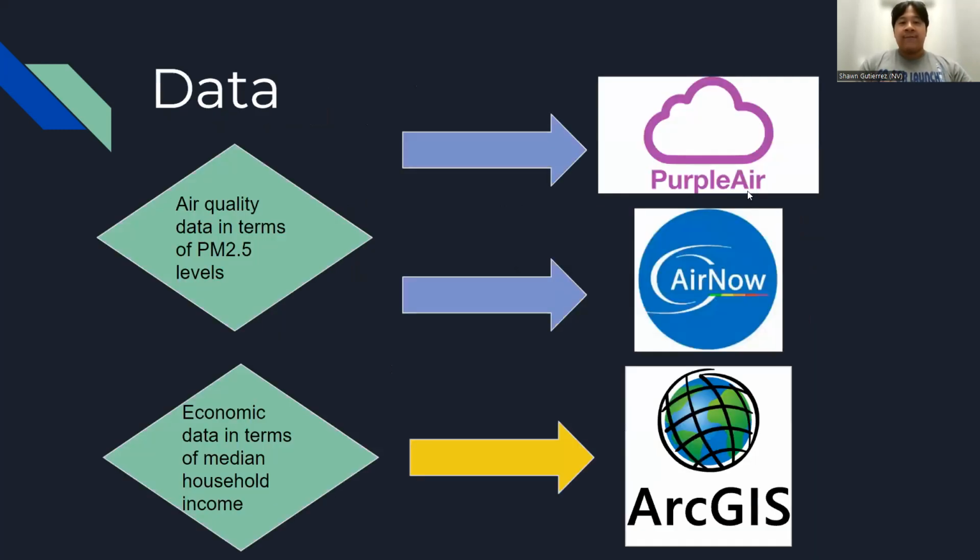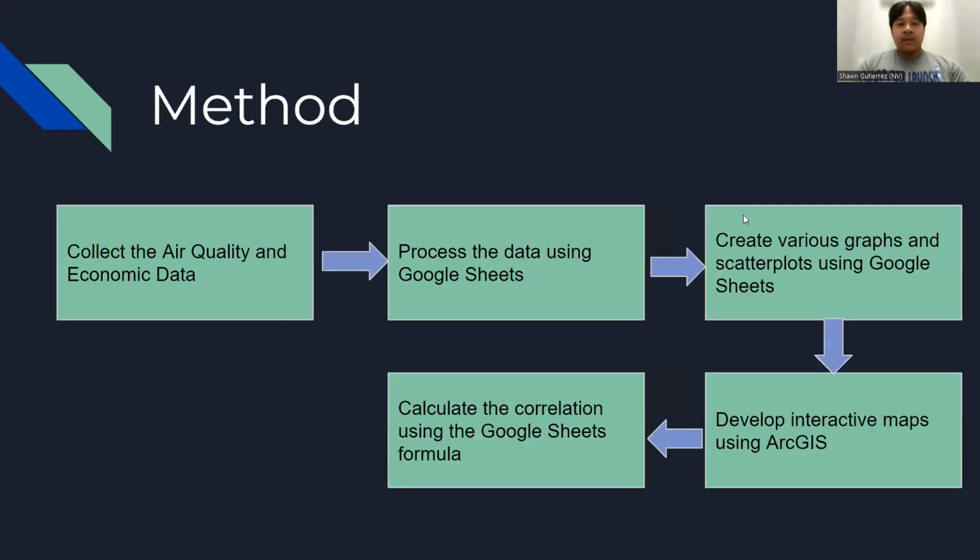And so for my data, I found my air quality data in terms of PM 2.5 levels through Purple Air and Air Now. And my economic data came from ArcGIS, where I found the median household income for each zip code. So for my method, I collected the air quality and economic data. I processed the data using Google Sheets, created various graphs and scatter plots, developed interactive maps, and then I calculated the correlation using the Google Sheets predetermined formula.